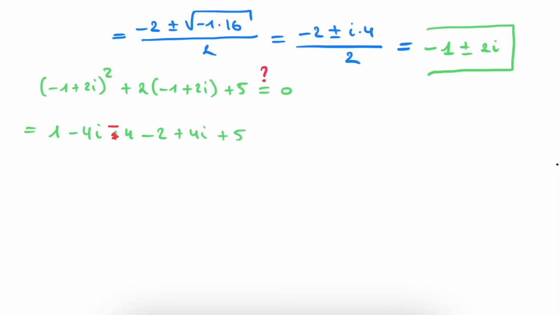And now what do we see? We see that this minus 4i and this 4i cancel each other out. And we are left with 1 minus 4 minus 2 plus 5. And if you do your arithmetic, then you see that this is indeed 0. So we didn't make any mistakes.